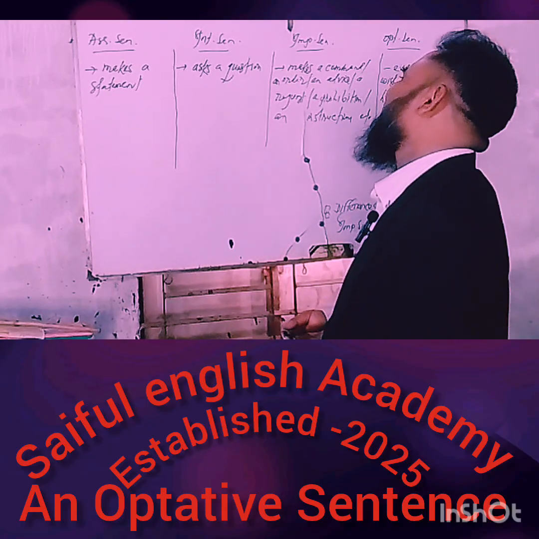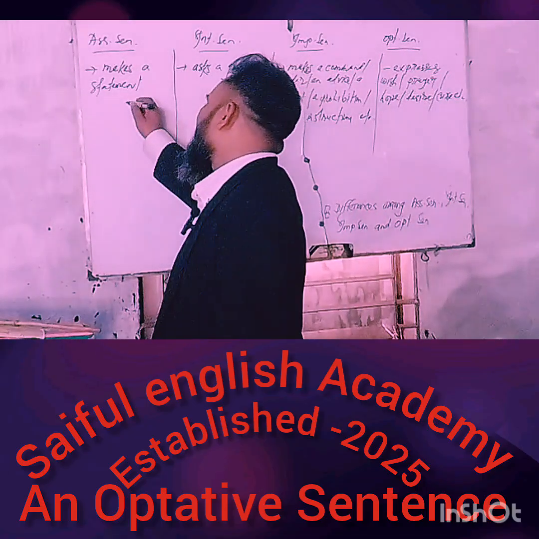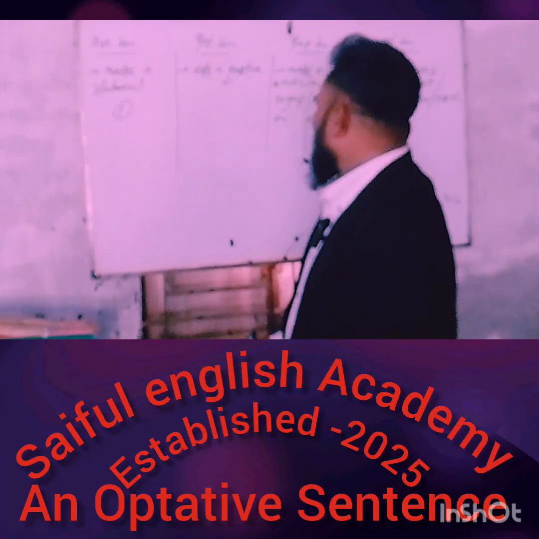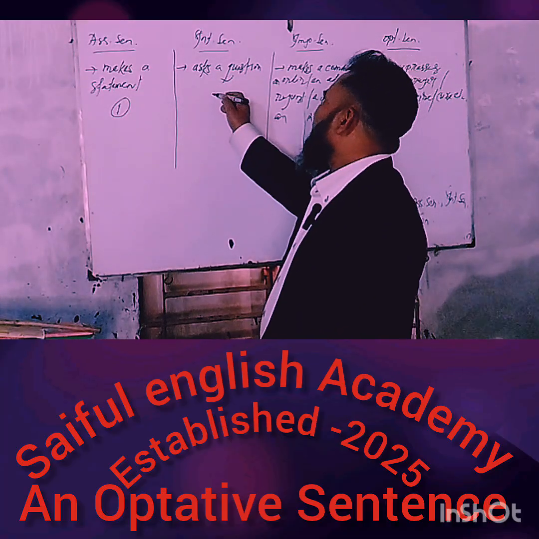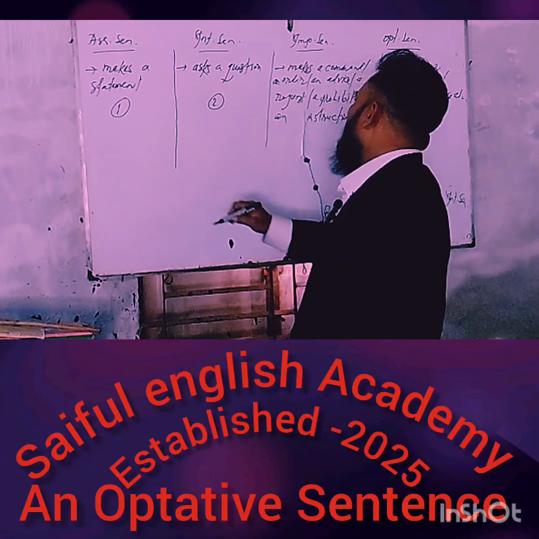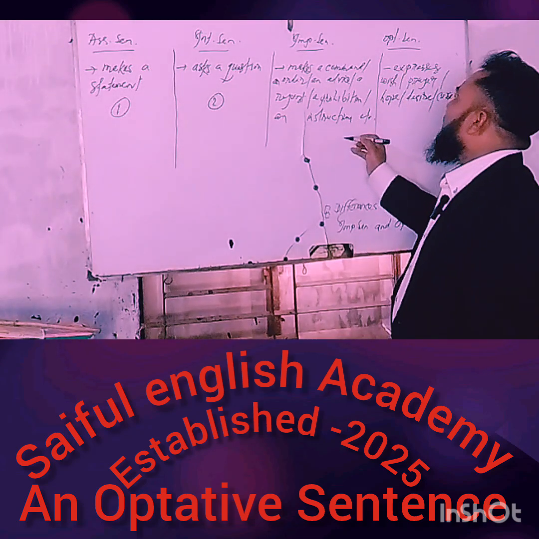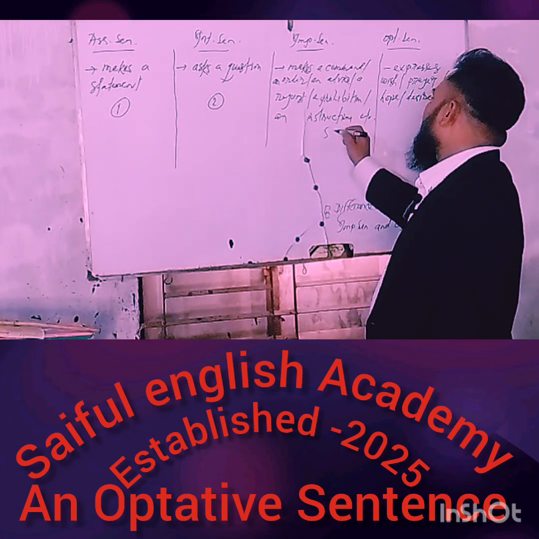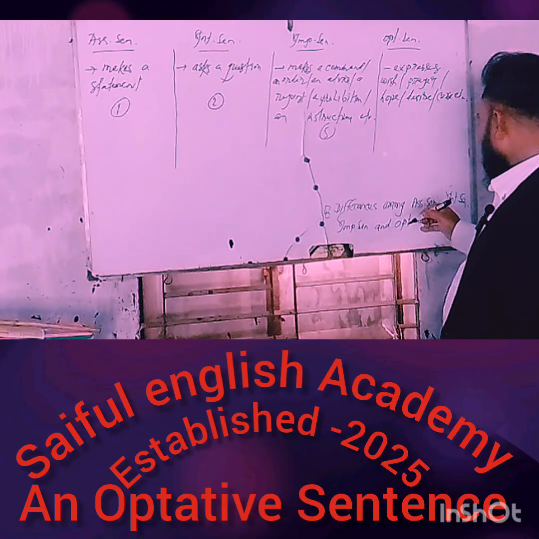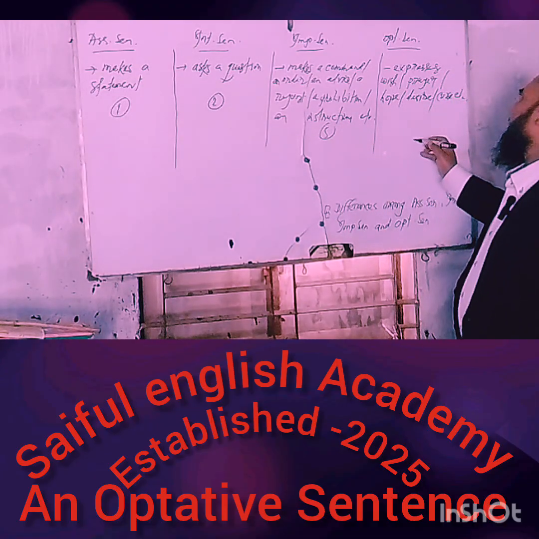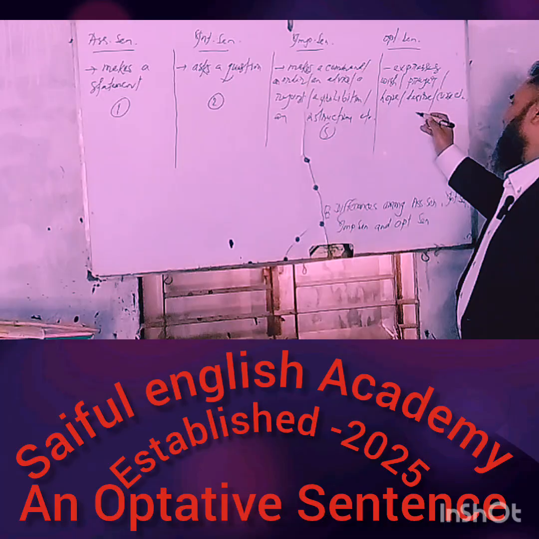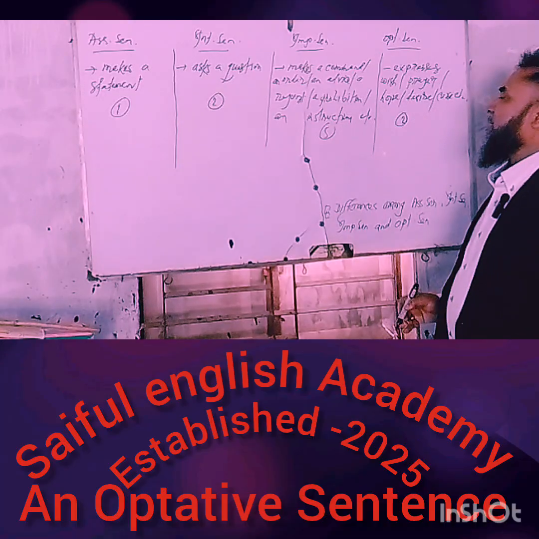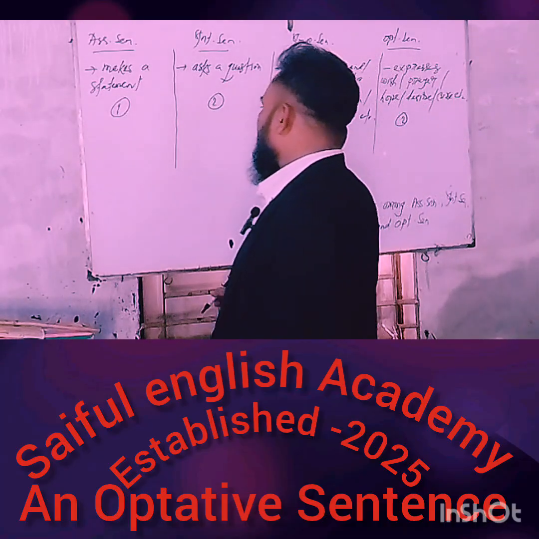We can structure an assertive sentence in only one way. On the contrary, we can structure an interrogative sentence in two ways. On the contrary, we can structure an imperative sentence in at least five ways. And on the contrary, an optative sentence is structured in two ways. Hope you have understood clearly.